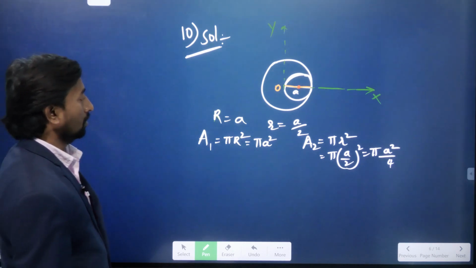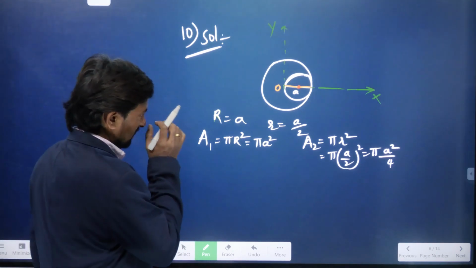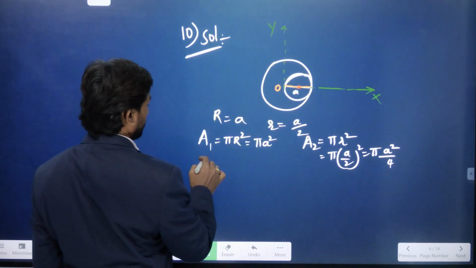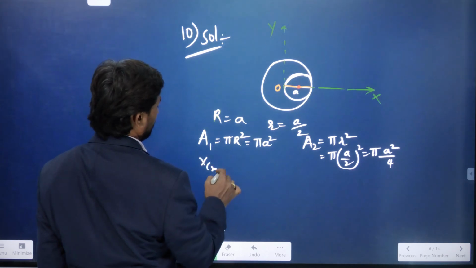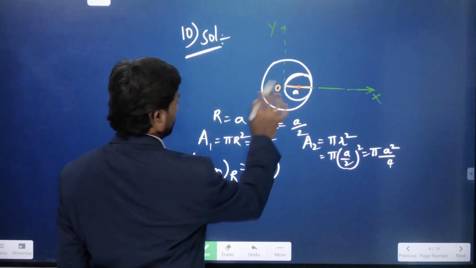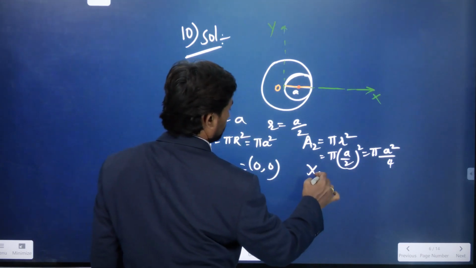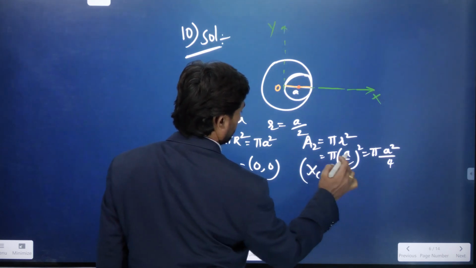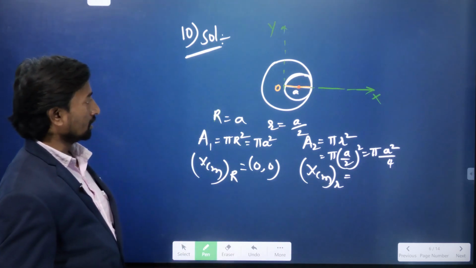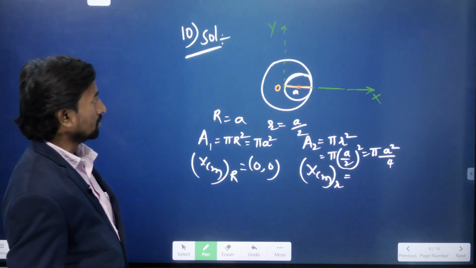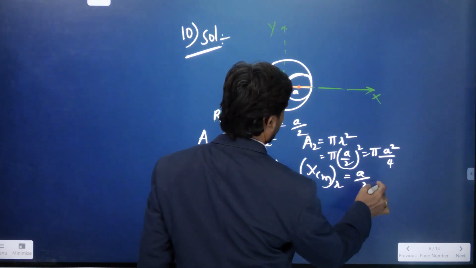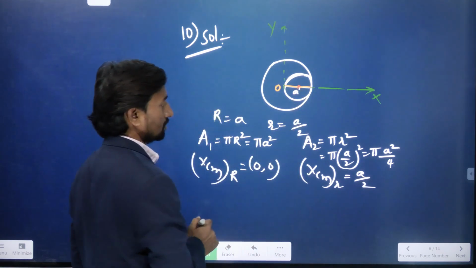So now for the bigger circle of radius R, the center of mass can be written as 0, 0 because it is at the origin. The center of mass of the smaller circle we should find out. From the origin it is at a distance of a by 2 radius. This is the center here, a by 2 radius.